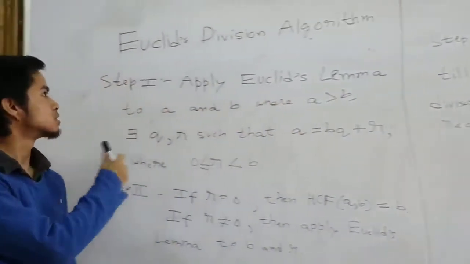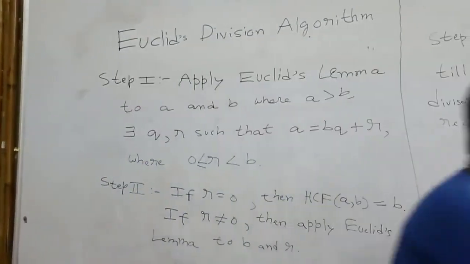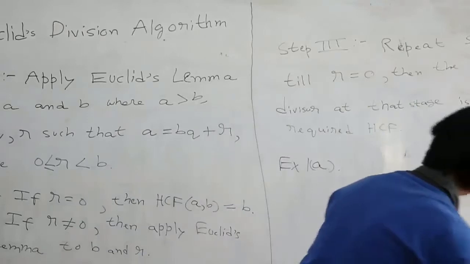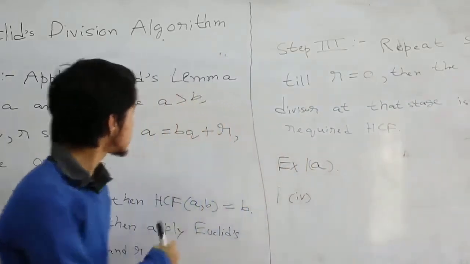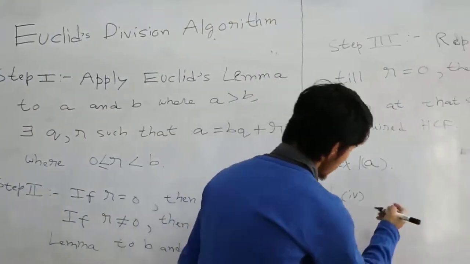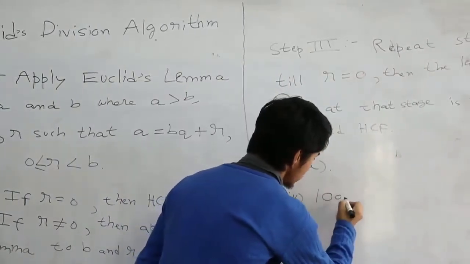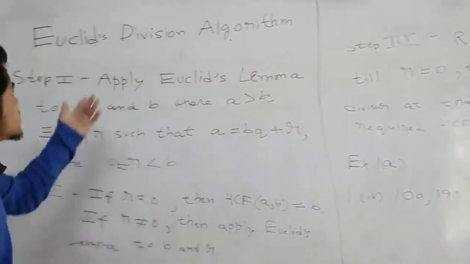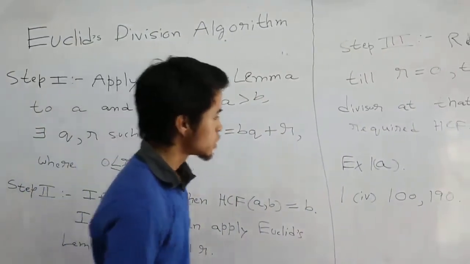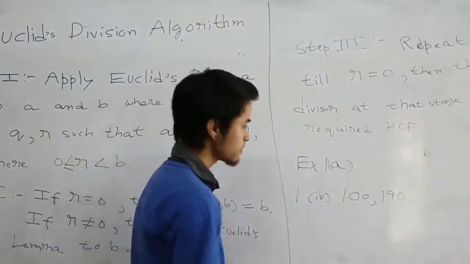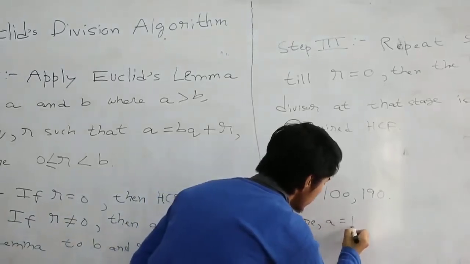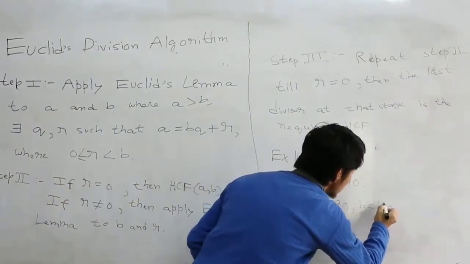Alright, so let me explain this algorithm properly by solving a problem from exercise 1. We solve only one problem from exercise 1A, which is number 1, part 4. The question tells us that we have to find the HCF using Euclid's division algorithm of the given pair of numbers. The given numbers are 100 and 190. According to Euclid's division algorithm, first we use step 1, which is to apply Euclid's lemma to these two given positive integers. We denote a to be the greater number. Here we clearly see that 190 is greater than 100, so a is 190 and b is 100.